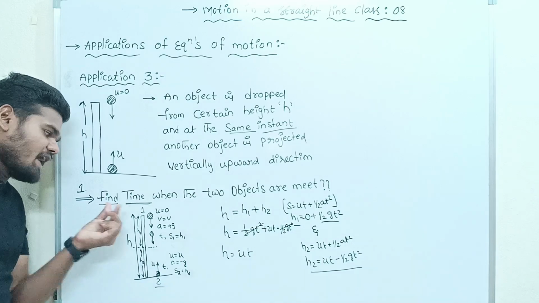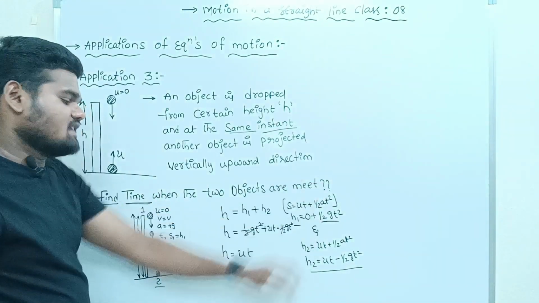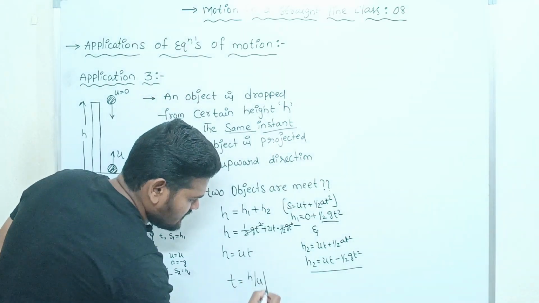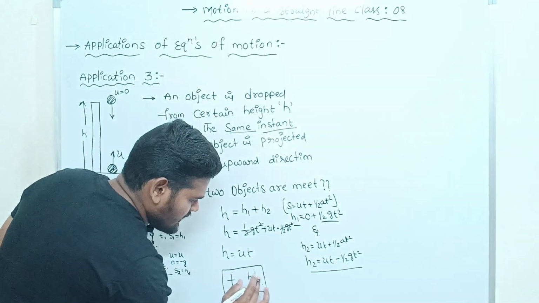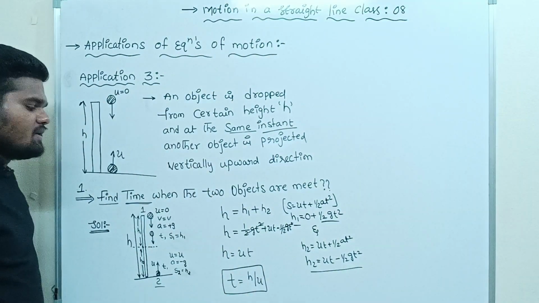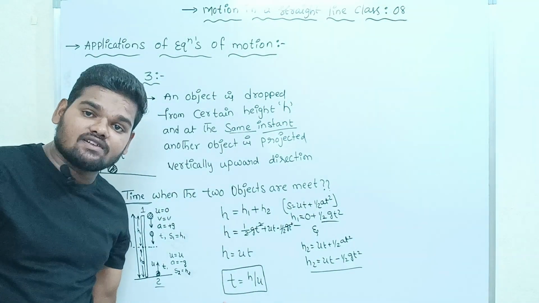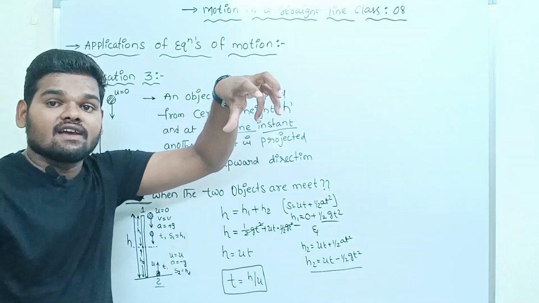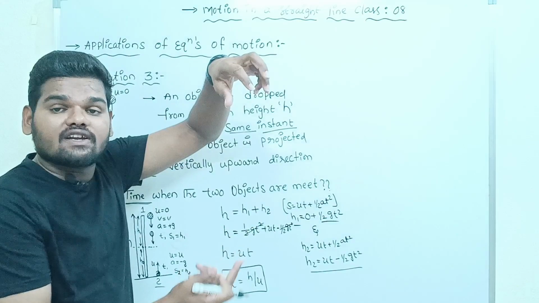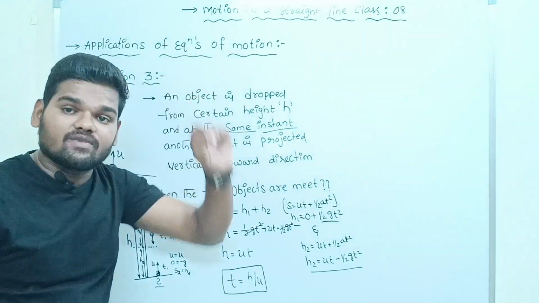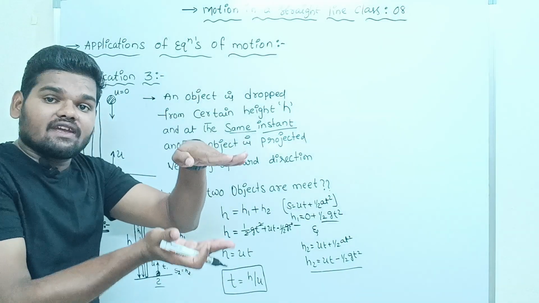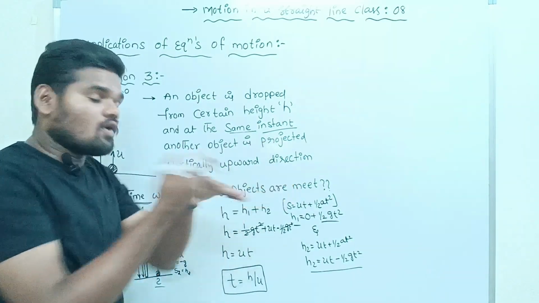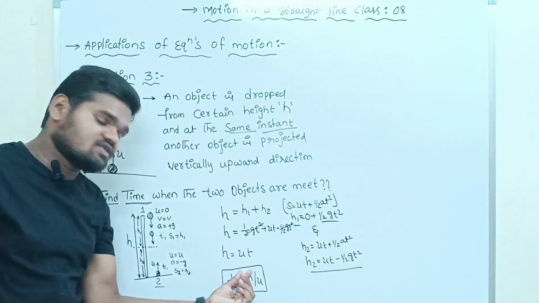What we have to find is the time when the two objects meet. Let us write the equation for time, which is h by u. So at this time, the two objects meet each other. Whenever an object is dropped from a certain height h, and at the same instant one more object is projected vertically upward from the ground, the time taken for the two objects to meet is given by t is equal to h by u.